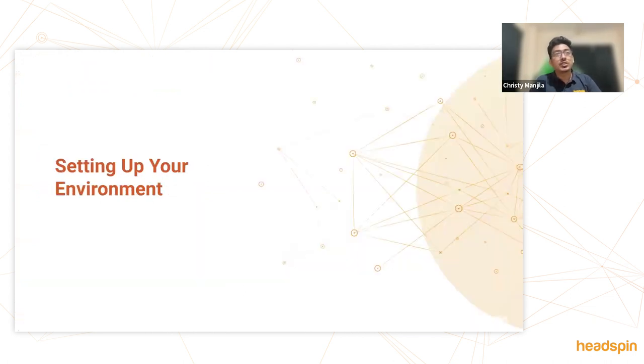Now, the first thing to do is to set up your environment. Appium requires you to have two major components. One is the Appium client, which helps the script that you've written in a particular language to interact with the Appium server, which is the second component. The Appium server helps you connect that particular script to the real device or even a simulator.